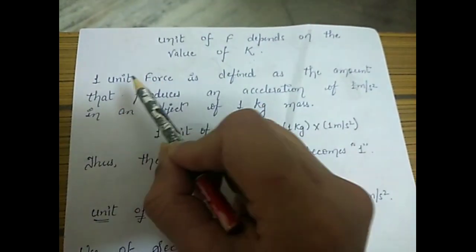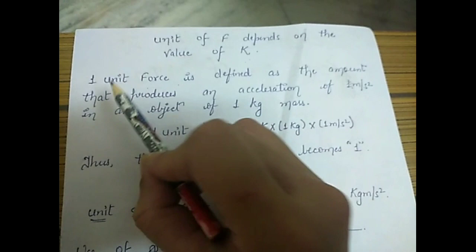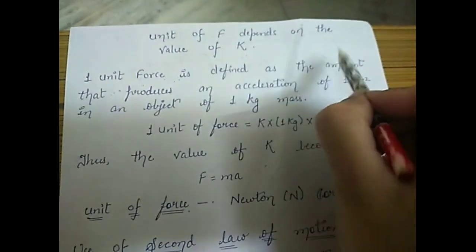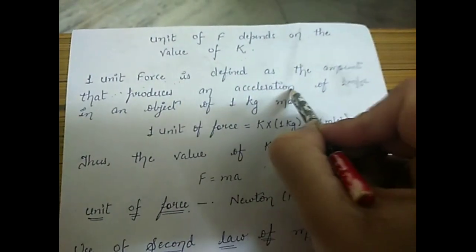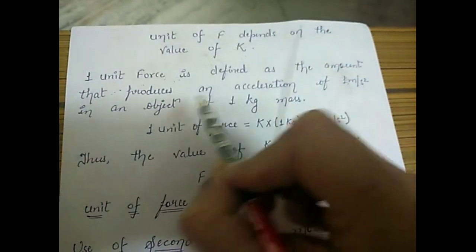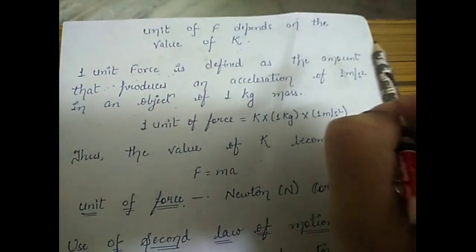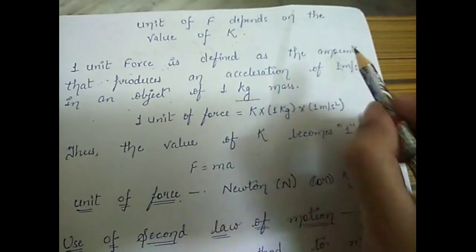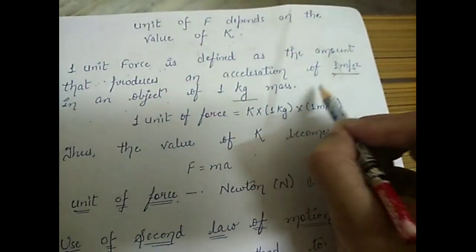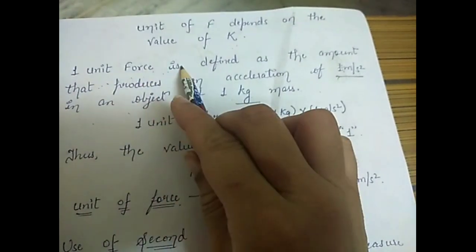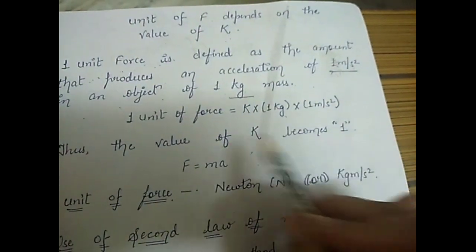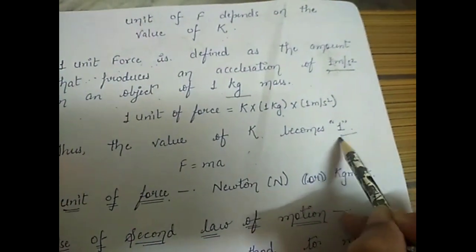By putting in 1 unit force. So what is 1 unit force? The amount that produces an acceleration of 1 meter per second square in an object of 1 kg mass. When the acceleration is 1 meter per second square in 1 kg mass, at that time the force is 1 unit force. So what will be the value of k? The value of k will be 1.